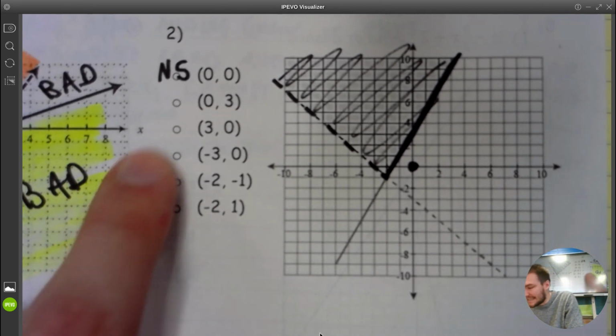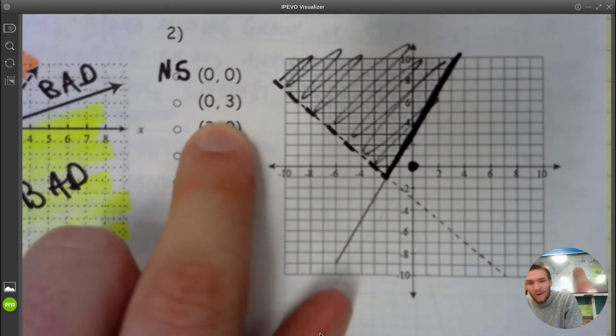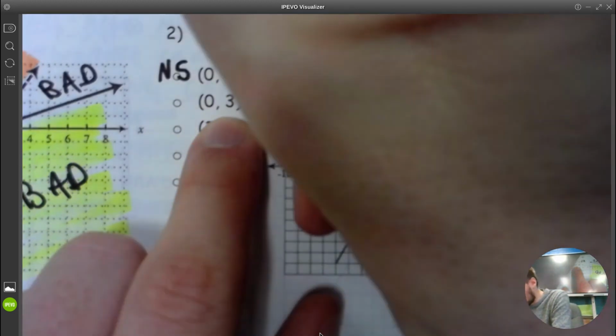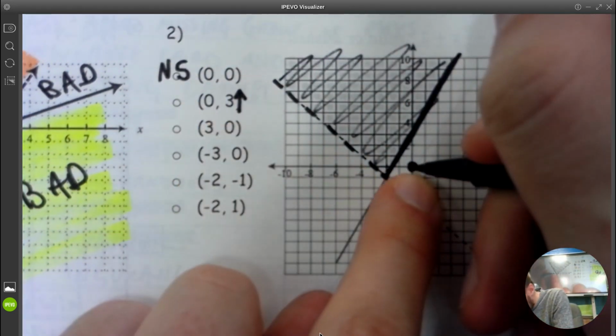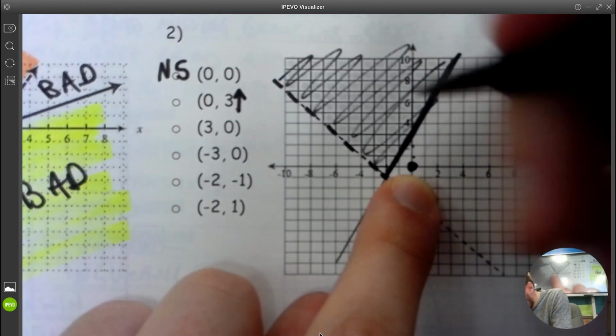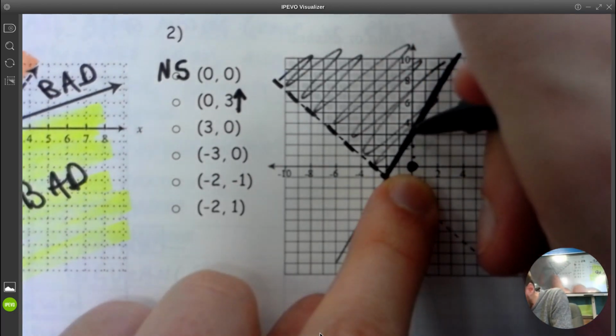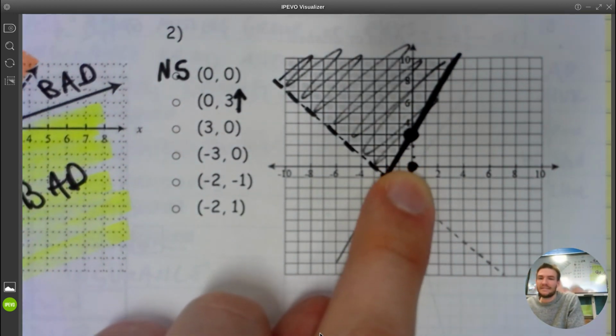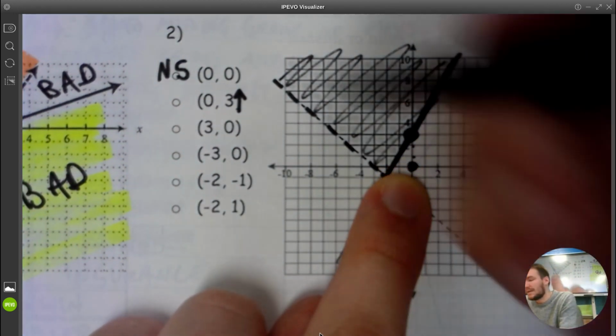What about 0, 3? What direction does that 3 tell us to go? Left, right, up, or down? That is an up 3. So if I go up 3, 1, 2, 3, I know this is messy, that's going to put me right on the solid line. Solution or not solution? Solution.